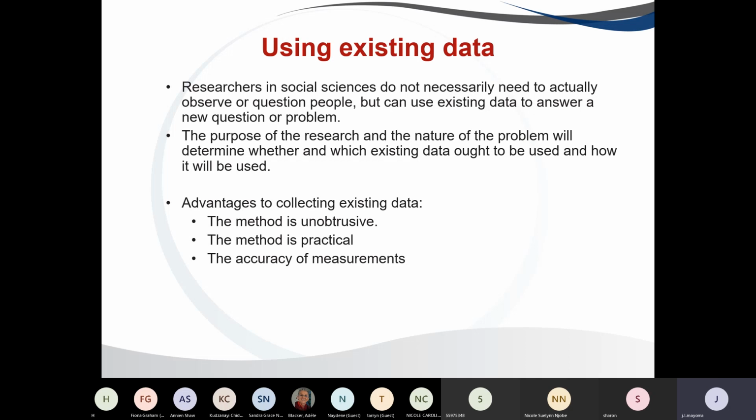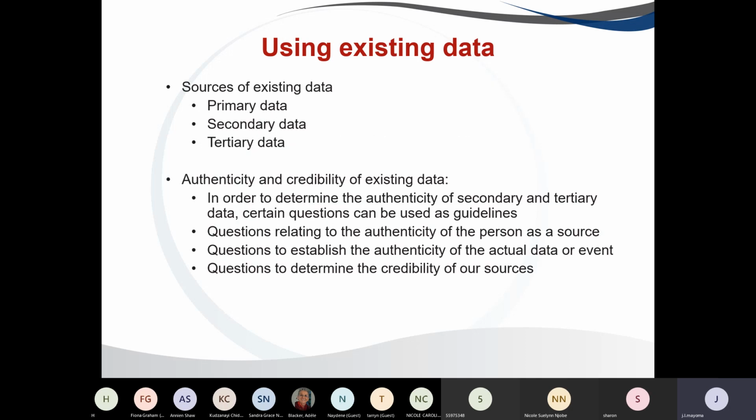We looked at some of the advantages to that. And then we looked at some of the sources of this type of existing data. We said that there's primary data, secondary data, tertiary data. And I wonder if anyone remembers and can remind us what the difference between primary, secondary, and tertiary data is. We had a very nice example last week. Well, I think it was nice. I don't know what you guys thought. But can anyone maybe remind us about these three levels of data?